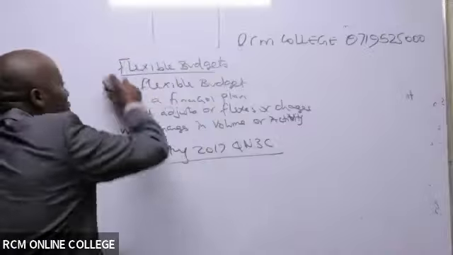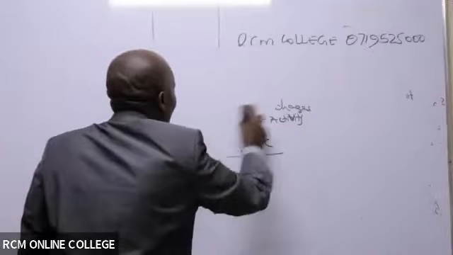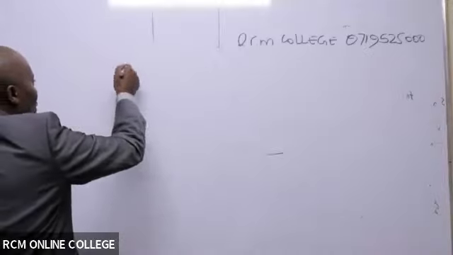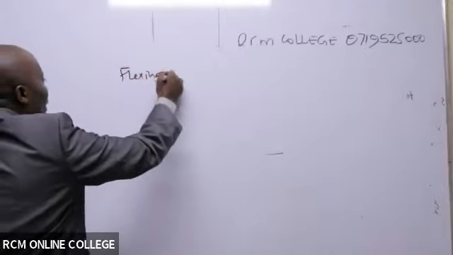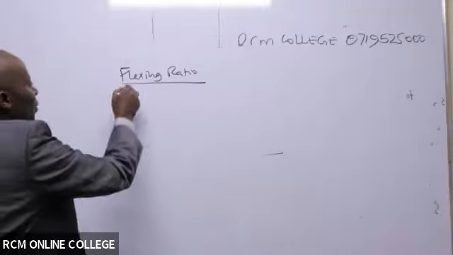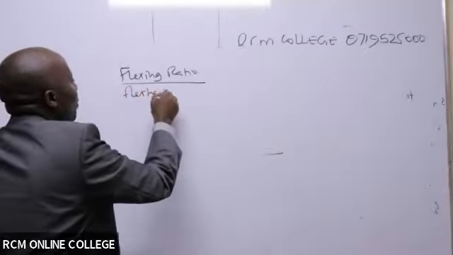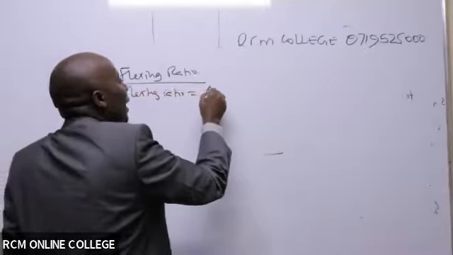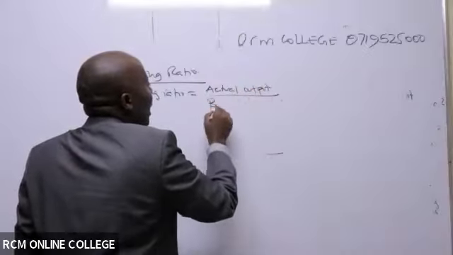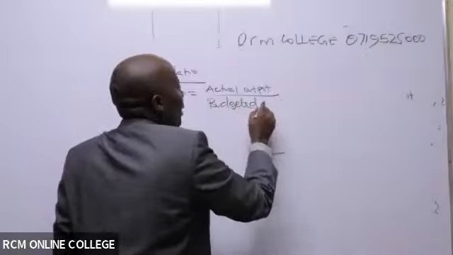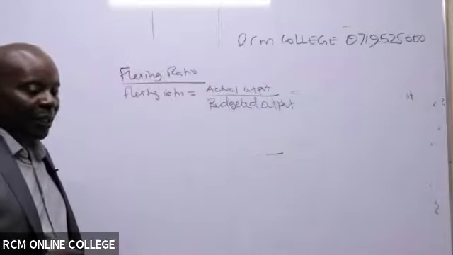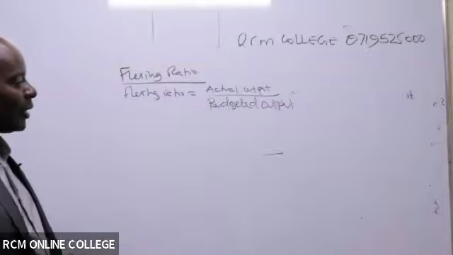So the very first thing that I will do as an experienced management accountant is to calculate what we call the flexing ratio. How do we get this flexing ratio? To get the flexing ratio, we normally take the actual output divided by the budgeted output.